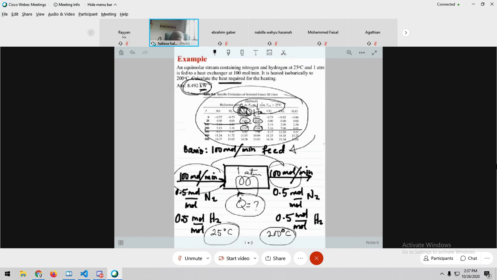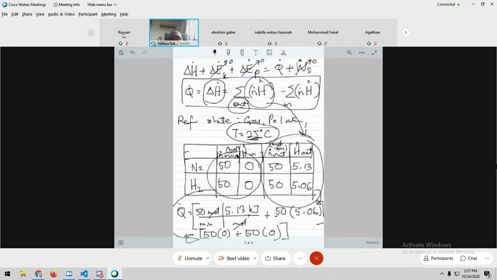Next, once you have managed to draw your diagram, decide: are you dealing with a closed system or an open system? If you're dealing with an open system, then you should write your equation for an open system. In our case, since there's flow coming in and flow coming out, there's input and output, so it's an open system. Write down the energy balance equation for the open system.